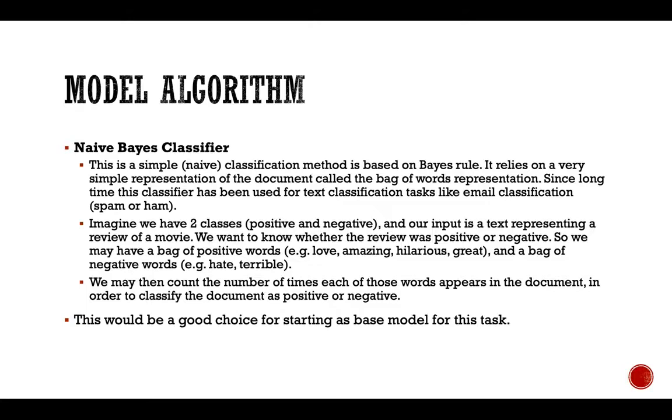Imagine we have two classes, positive and negative, and our input is a text representing a review of a movie. We want to know whether the review was positive or negative. So we may have a bag of positive words and a bag of negative words. We may then count the number of times each of these words appears in the document in order to classify the document as positive or negative. This would be a good choice for starting as a base model for this task.